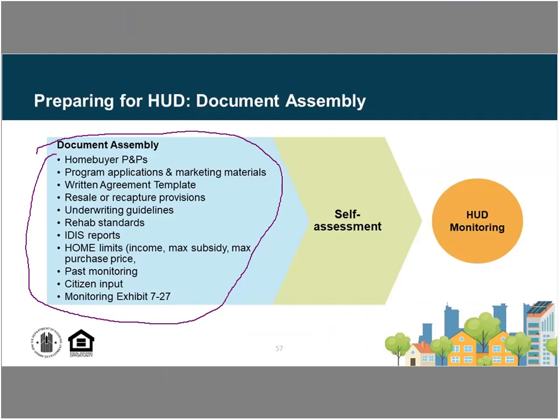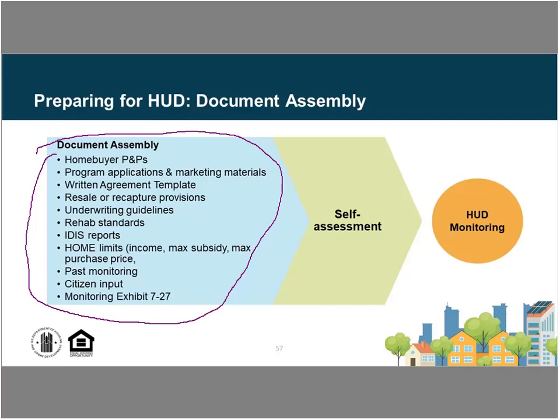You want to have your most recent income limits, maximum subsidy limits, and purchase price limits. If you have projects that are a couple years old and HUD has asked to review some of those, you'll want to have the older limits too to ensure that the proper limits were used. Any past monitoring that's been done, I always like to look at that because then I can see, have we fixed our problems, or are we still repeating the past? So you want to look at past monitoring, make sure that any issues have been identified and addressed and changes have been made.